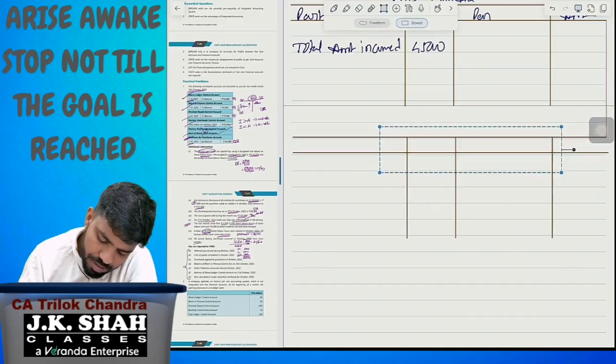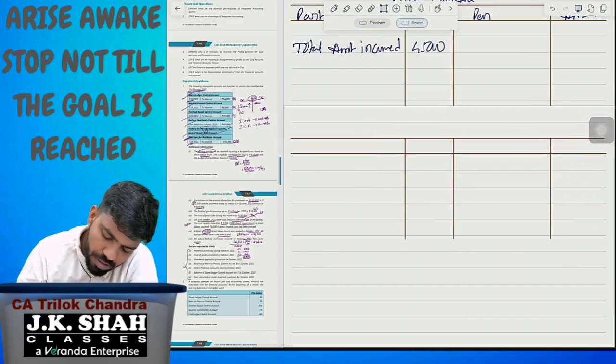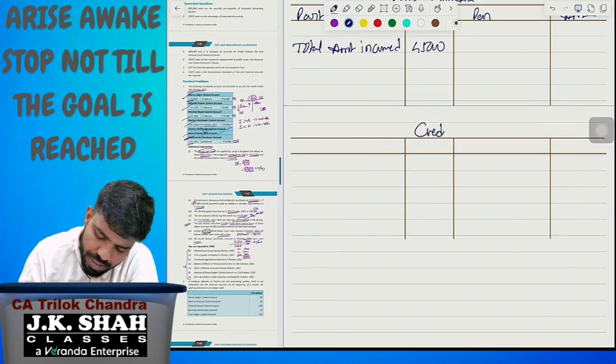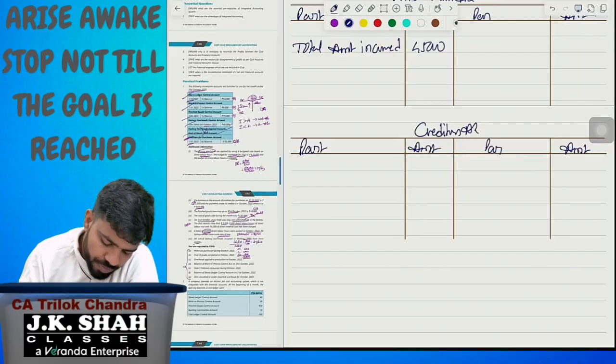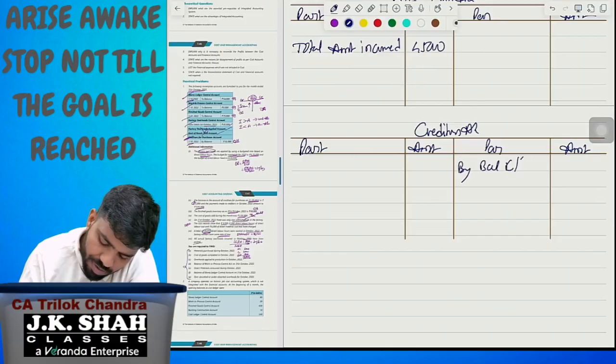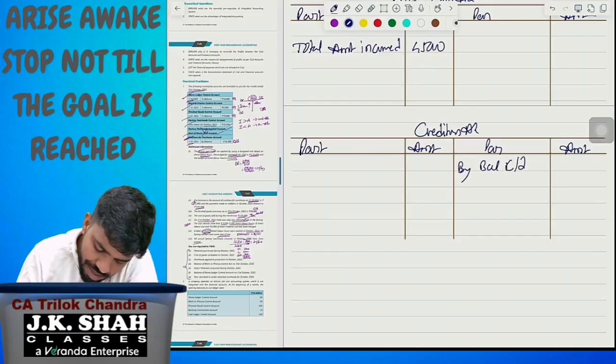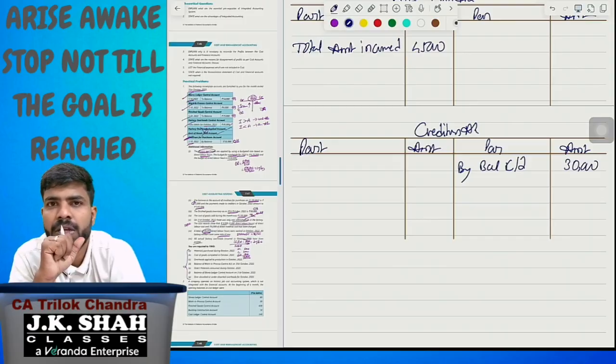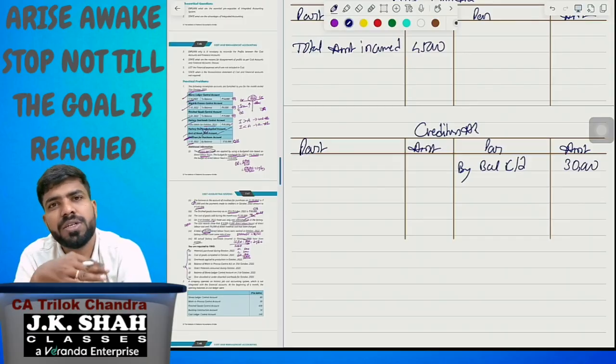Look at this. I will be opening the creditors ledger, creditors account, particulars and amount. They give the opening balance. Creditors will have a credit balance, by balance carried down. How much does it come to? 30,000.